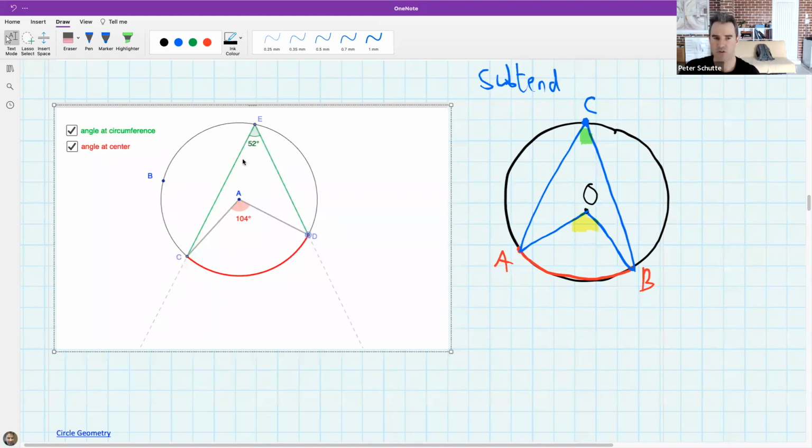Now, I want to ask, what do you notice about the relationship between the angle at the center and the angle at the circumference? Maybe someone could come online and help me explain, and we can test out your idea. Let's go to you.